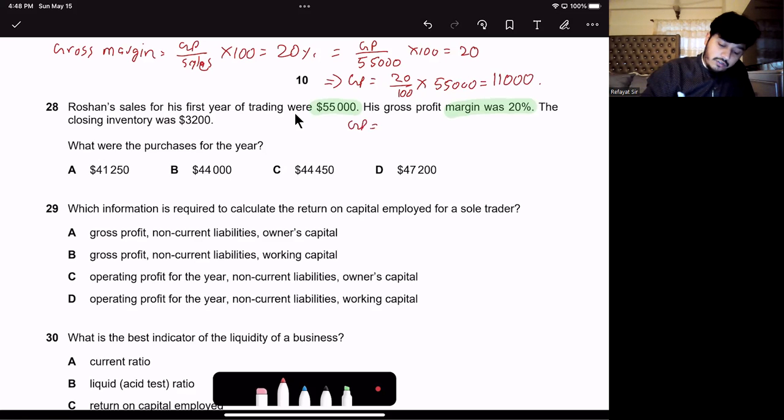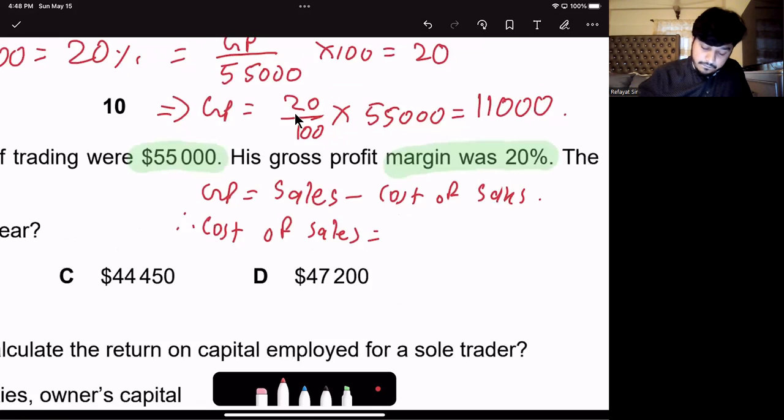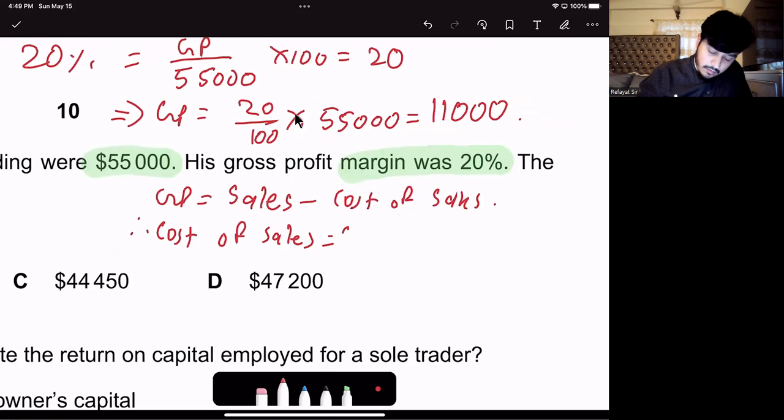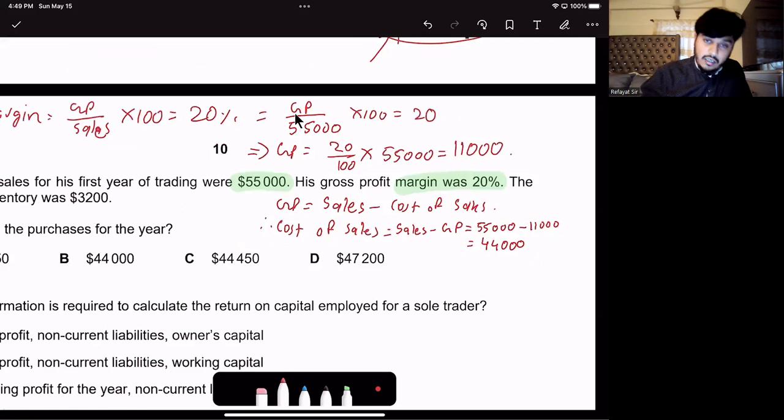We all know gross profit equals sales minus cost of sales. So our cost of sales will be sales minus gross profit. Sales is 55,000, gross profit is 11,000. That will give you $44,000.